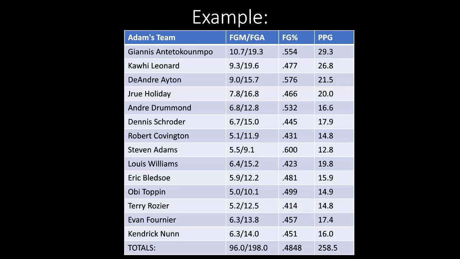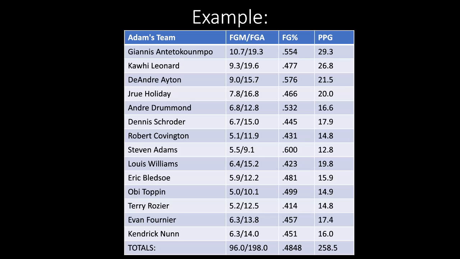All right, so for the second example, we're going to be going over the percentages. I feel like this is very important, so you don't accidentally do something else entirely to get your percentages that will completely throw everything off. So you do not want to add, let's take the first few, Giannis's 55.4 with Kawhi's 47.7 with Ayton's 57.6 and go all the way down, and that's your total, and that's how you get your percentage. That is not how you're going to get your percentage.